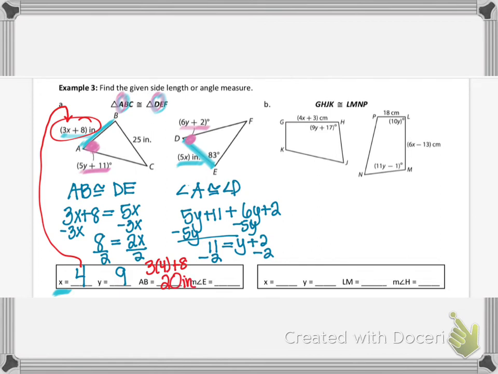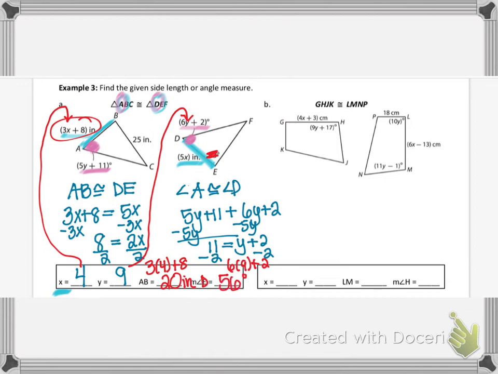Now, if I want to find angle E, angle E is over here. Now, that's funny. They asked me to find angle E, but I'm pretty sure they wanted you to find angle D. So we're going to change that to, say, angle D. And that means I'm going to have to take this 9 and substitute it in here. And that'll be 6 times 9 plus 2. So that's 54 plus 2, or 56 degrees.